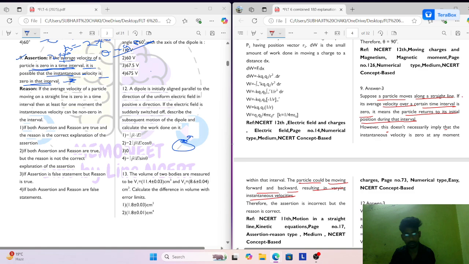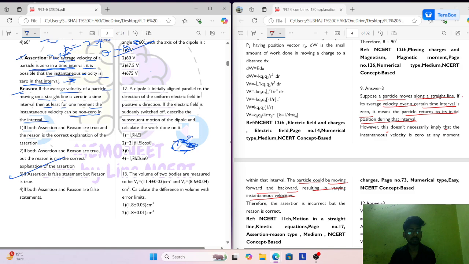So here it will be moving in this direction, here in this direction, maybe like this case. So at any instant of time, maybe the velocity is not 0. The average velocity of the particle moving on a straight line is 0 in a time interval, then at least for one moment, the instantaneous velocity can be 0. Yes, at a certain moment it can be 0. In other moments it may not be, but in this moment it can be 0. So therefore you can say reason is true but assertion is false.